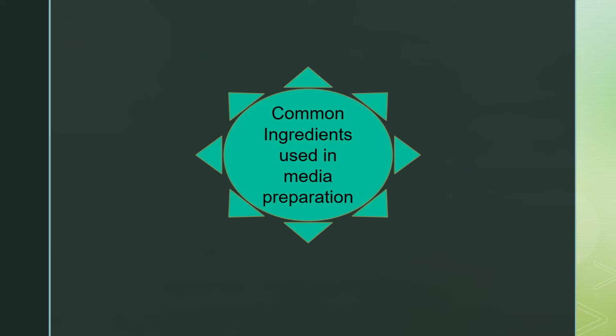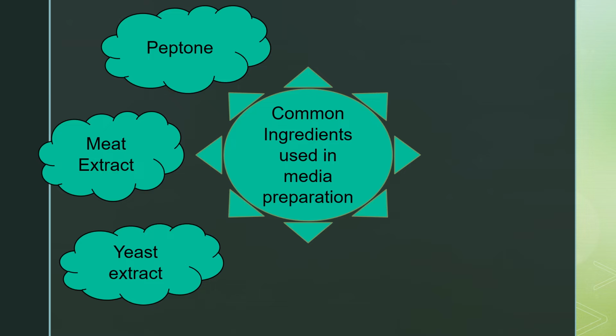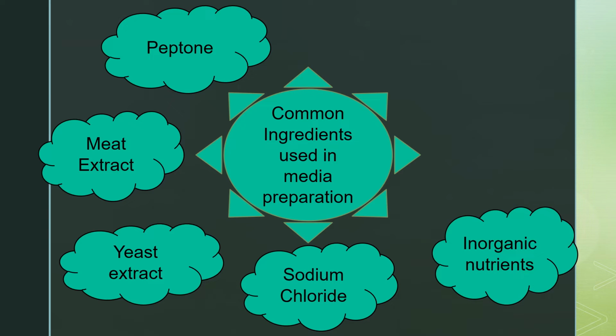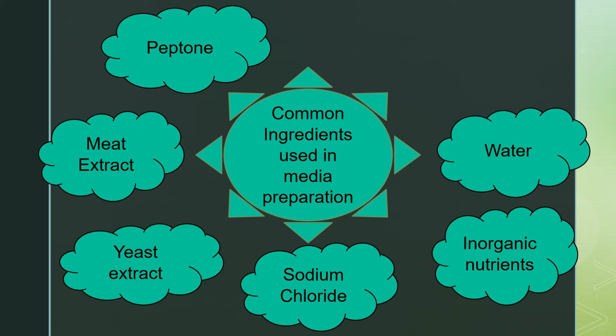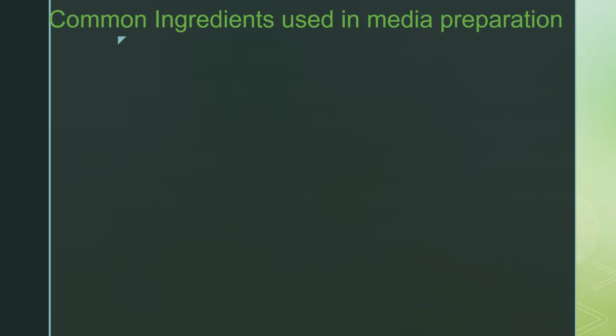Now there are some common ingredients that are used in each and every media preparation. Now what are they? First one is peptone, second is meat extract, third one is yeast extract, fourth is sodium chloride, fifth is inorganic nutrients, sixth one is water, the most important ingredient, and seventh one is solidifying agent. Now let's see these ingredients in detail.